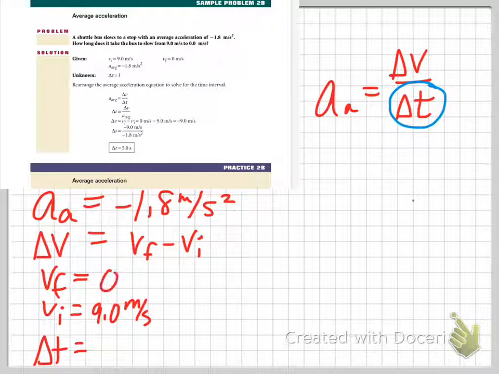The final is 0. I will warn you that a lot of these questions will say either comes to a rest or comes to a stop, in which case final is 0, but they didn't say 0, or they'll say starts from rest, in which case initial is 0, and that's a common thing to miss. Okay, so we've got our final and our initial. Delta t is what we'd like to know. So we know that acceleration is equal to delta v over delta t.